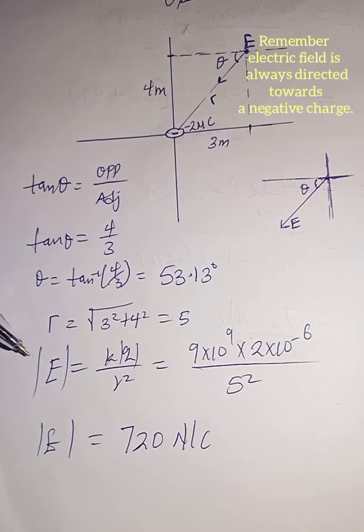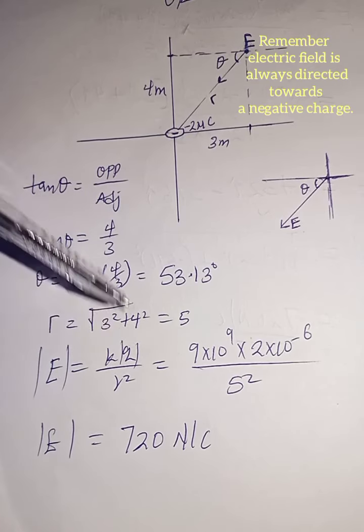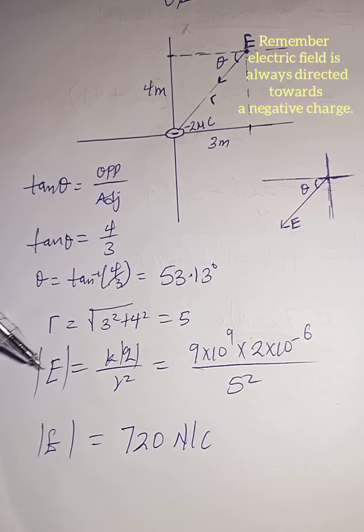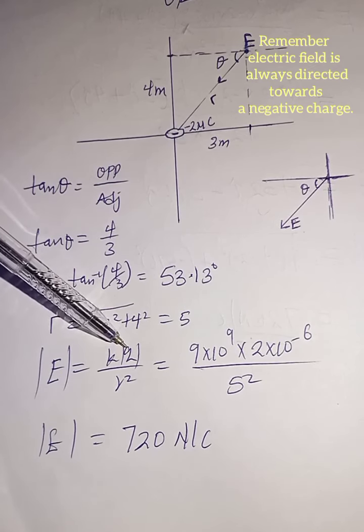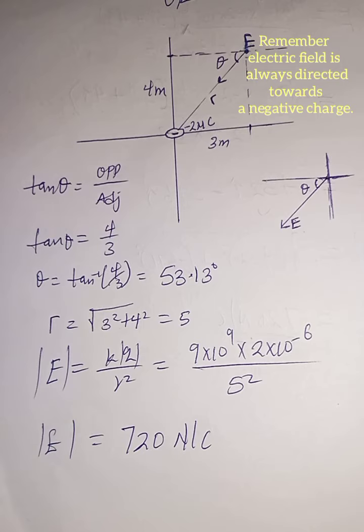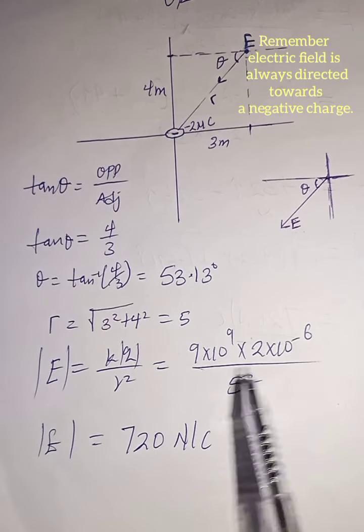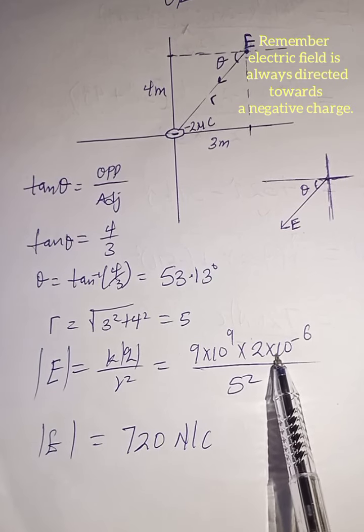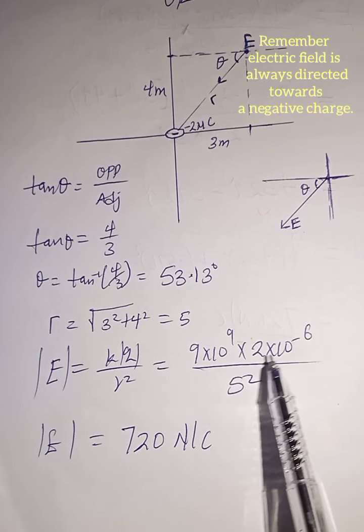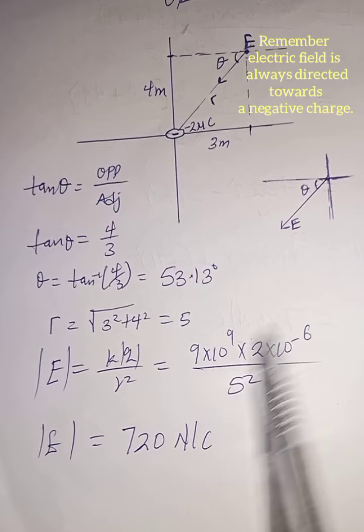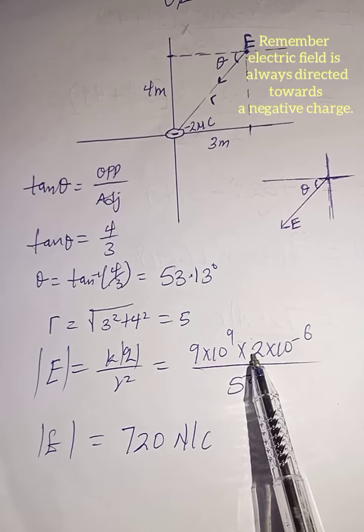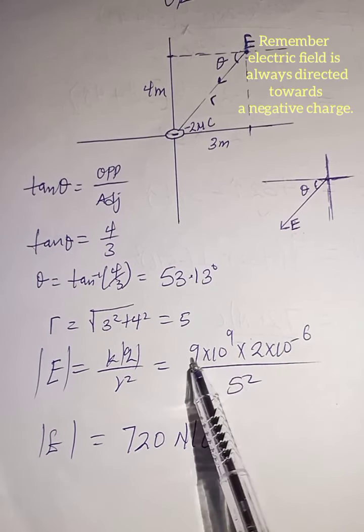Remember, electric field is kQ over r squared. Our Q is, remember, we are taking the magnitude only. If you are using this formula, take the magnitude of the field only, unless you are using the vector approach, in which you multiply with a unit vector. The charge was minus 2 times 10 to the power minus 6. But if you take the magnitude, throw away that minus sign. Just take 2 times 10 to the power minus 6 times k, divided by 5 squared.